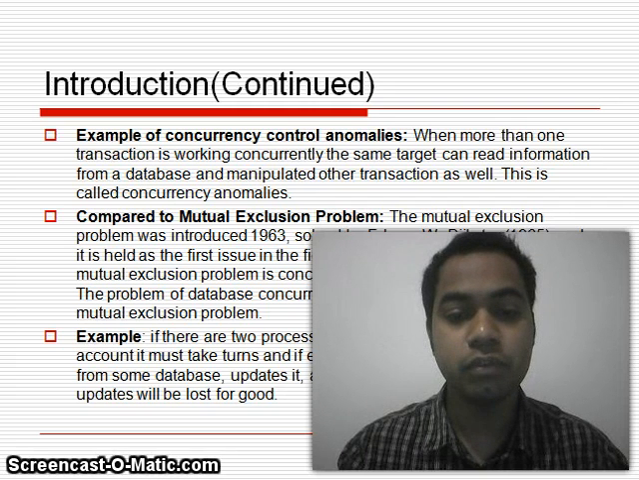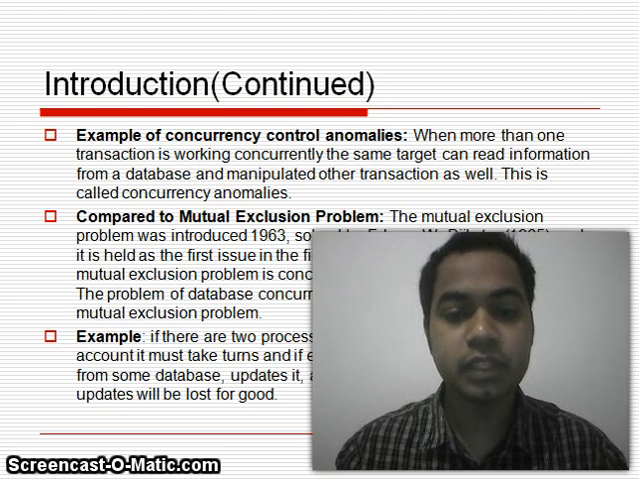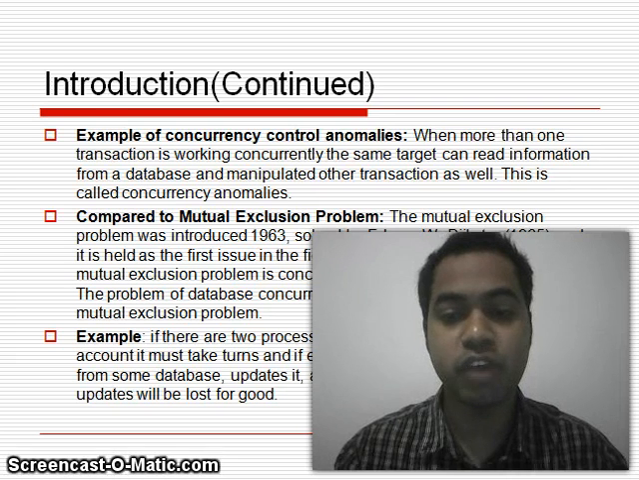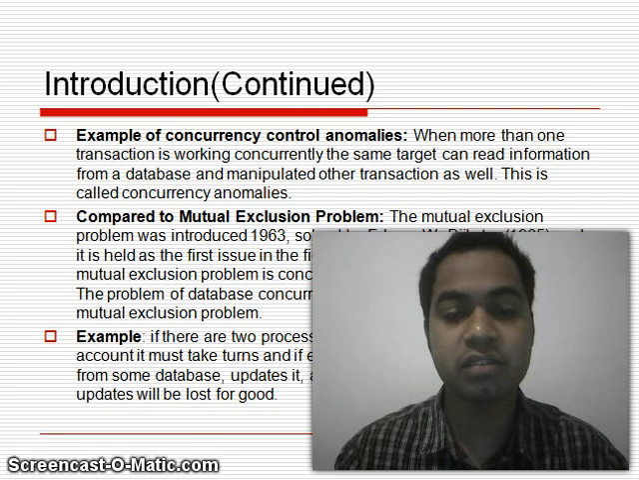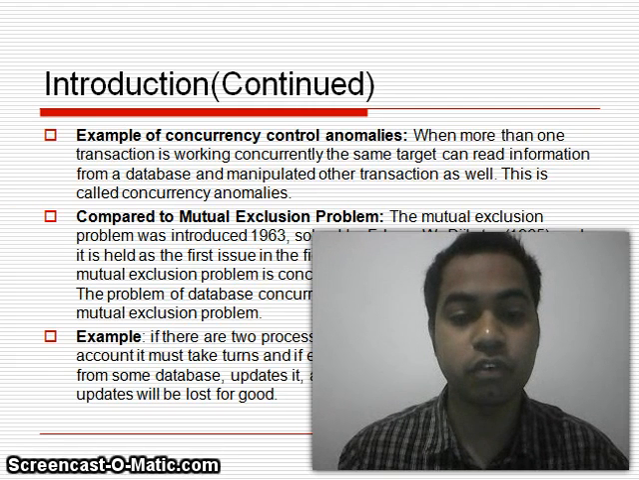By example, we clarify a little bit more. If there are two processes trying to update the same bank account, they must take turns. If each process reads the current balance from the database, updates it, then writes it back, one of the updates will be lost.